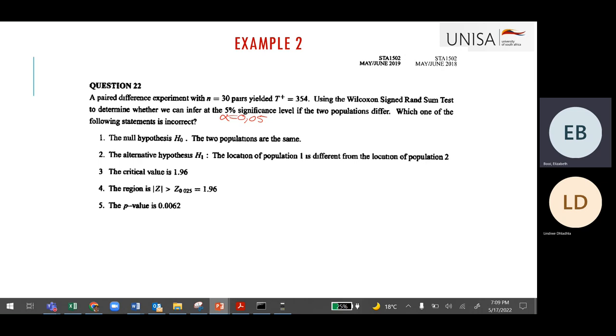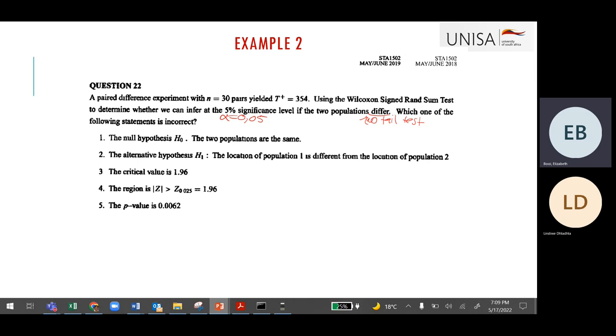So therefore, it means we're going to be doing a two-tailed test, because they just said it differs. They didn't say it's less than or it's greater than or things like that. So it is a two-tailed test. Okay, so now we can go and answer the question. Which one of the following statements is incorrect?